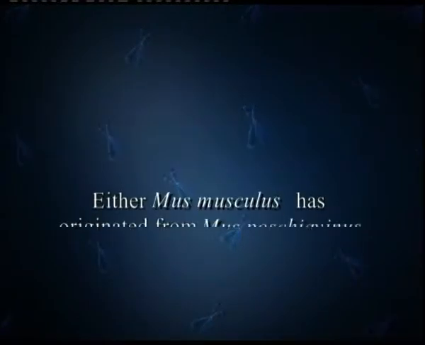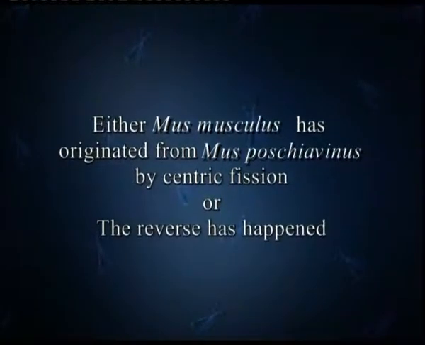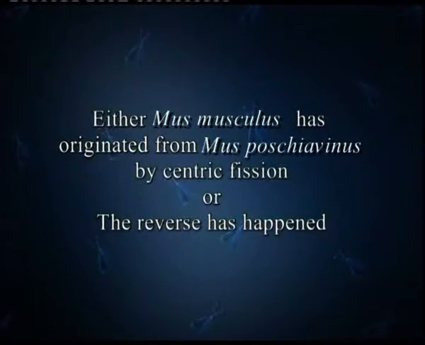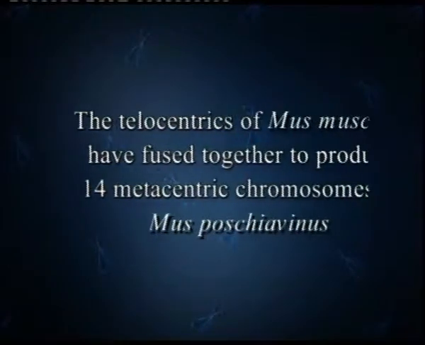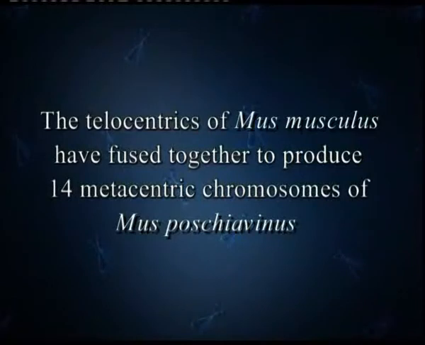It is believed that either Mus musculus has originated from Mus poschiavinus by the centric fission mechanism, that is the metacentric chromosomes have broken near the centromere into telocentrics, resulting in increase in chromosome number, giving rise to Mus musculus, or the reverse has taken place, that is the telocentrics of Mus musculus have fused together to produce 14 metacentric chromosomes, and a new species has evolved known as Mus poschiavinus. Therefore, there are so many other examples where the karyotype complements have changed due to these Robertsonian translocations.